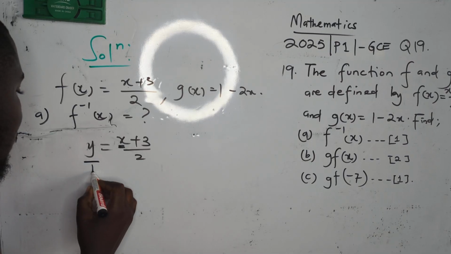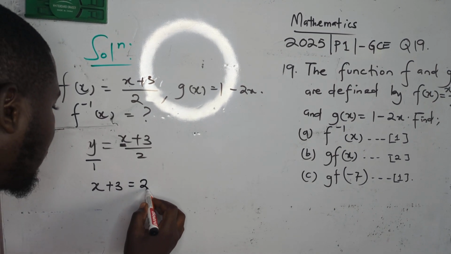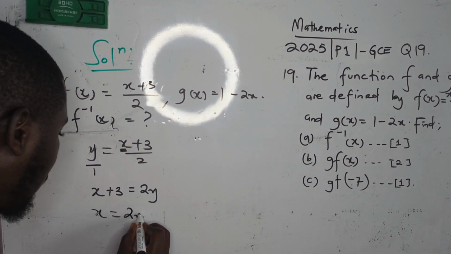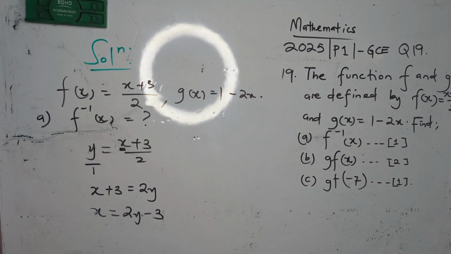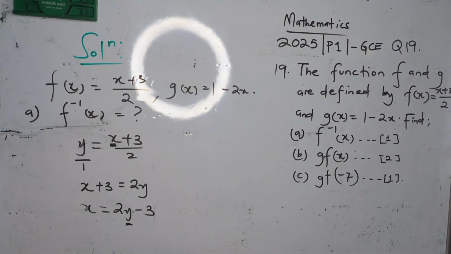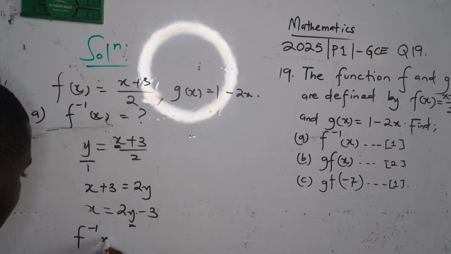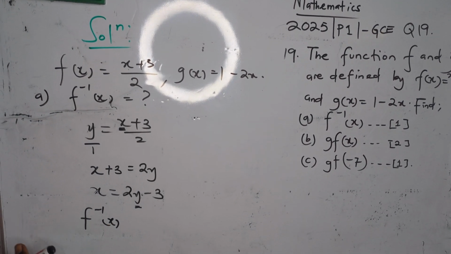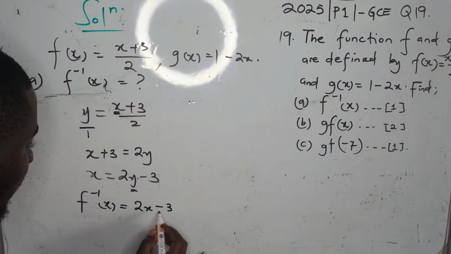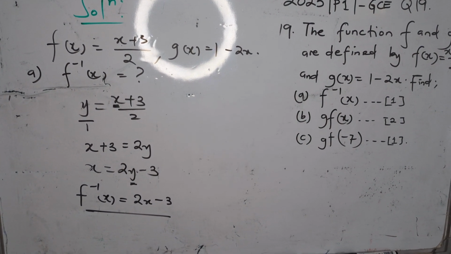Here you know that this is over 1. So when you cross and multiply, this is what you're going to get. And the 3 will come this side. So x will be 2y minus 3. Remember, the additive inverse of positive 3 is negative 3. Now, y is just something that we came up with. So, to write the inverse of this function, since we have x here, we're going to replace y with x. So, we'll get 1 mark just there. This is pretty easy.